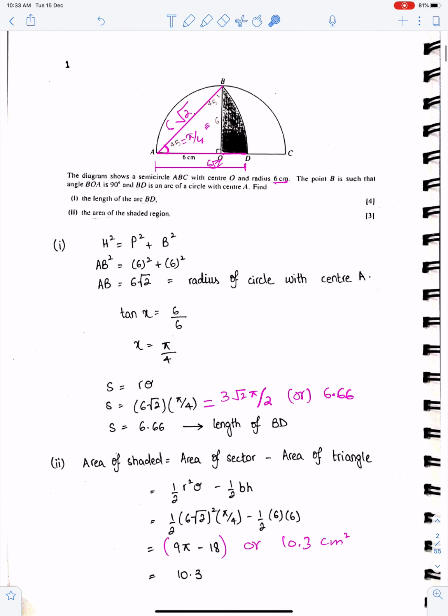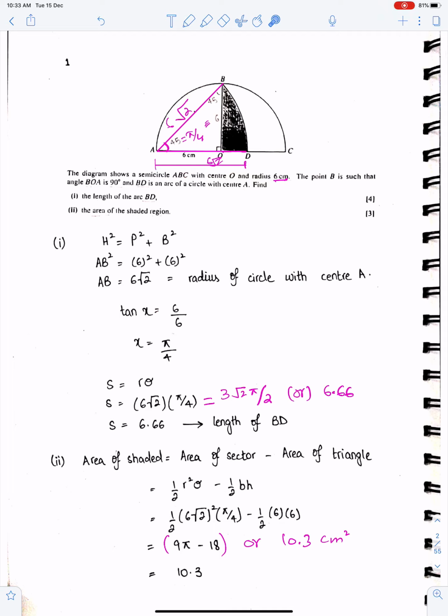Question number 1. Since this triangle is right angle, and we have this is 6 and this is 6, therefore we can get the length of the hypotenuse by using Pythagoras, and we can also get these two angles because the triangle is right angle isosceles. So these two angles are 45 each, so this will be pi by 4. So before starting the question, I solve this triangle. Whenever right angle triangle is given, always try to solve the right angle triangle.